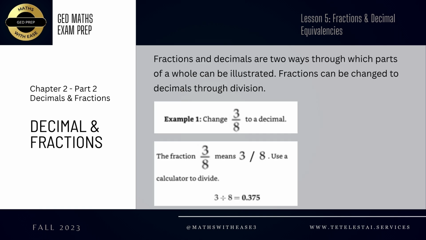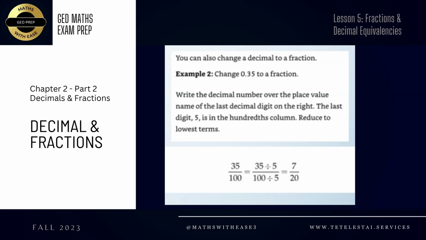So in this example, we're being asked to change the fraction 3/8 to a decimal. And since 3/8 simply means 3 divided by 8, all you would do is enter 3 divided by 8 into your calculator, and you would get your answer, 0.375. And so 3/8 is the fractional equivalent of the decimal number 0.375.